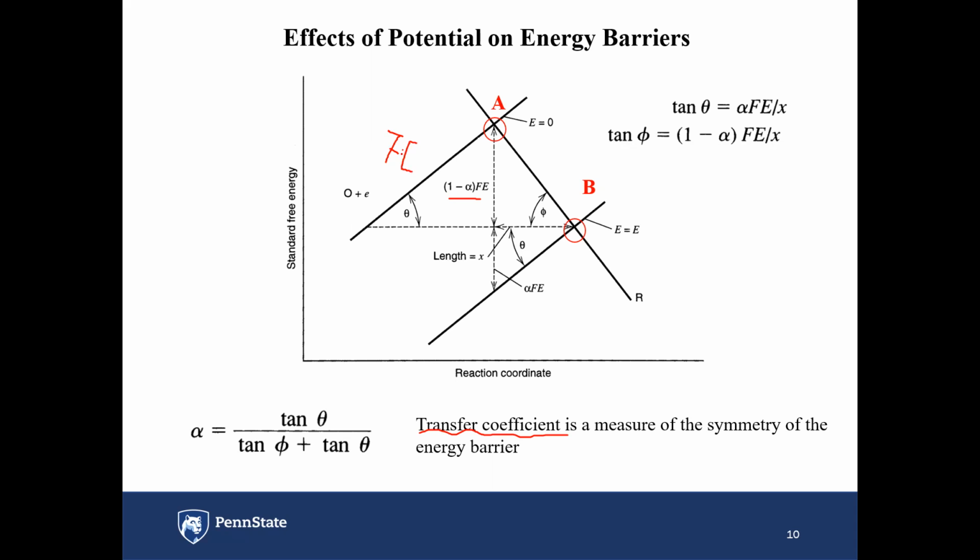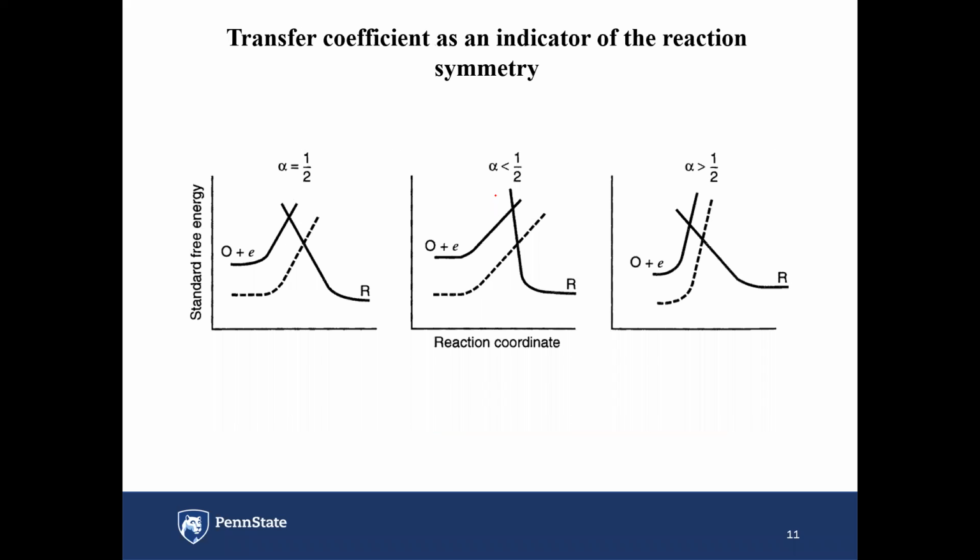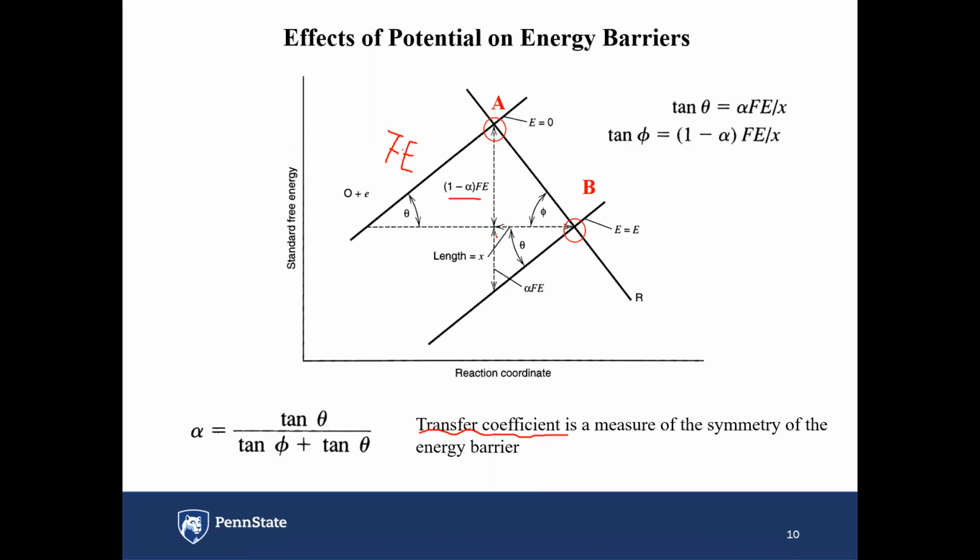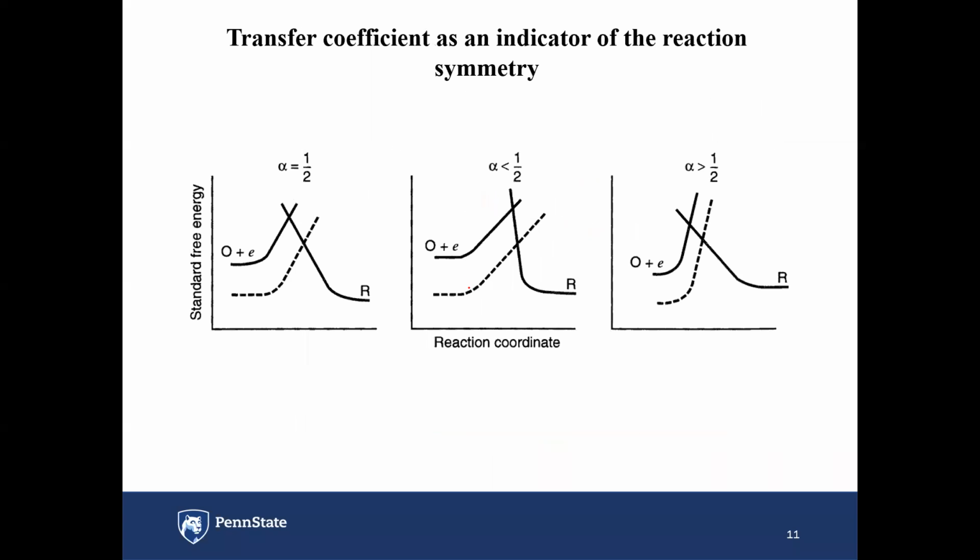The total Gibbs free energy change is Fe. F is the Faraday constant, E is the potential, right? And 1 minus alpha tells us which side? 1 minus alpha tells us the forward direction, and alpha tells us the backward direction, right? So that's why, if alpha is smaller, then this reaction is going forward. And if alpha is larger, then that means this reaction is going backward, right?